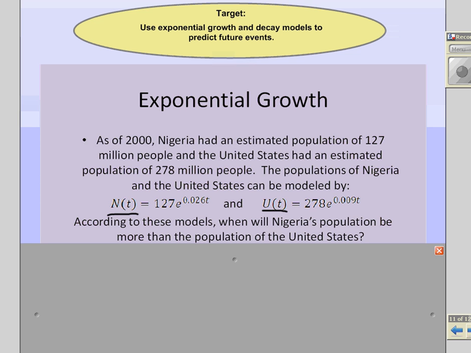This example I'm leaving for you as evidence of watching your video. So you have one example to bring in tomorrow for credit, and we will go through this tomorrow.